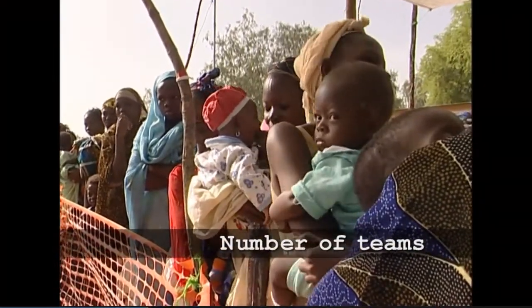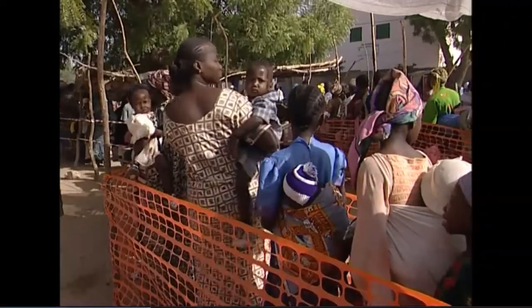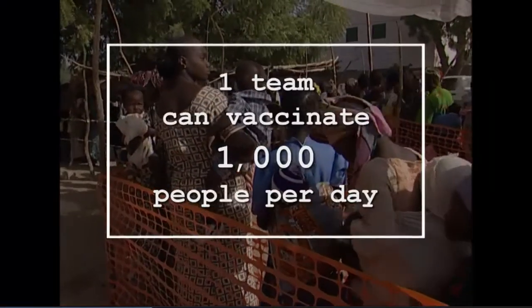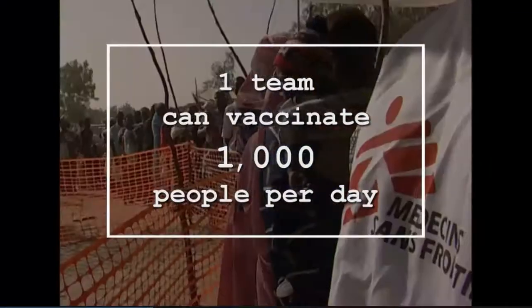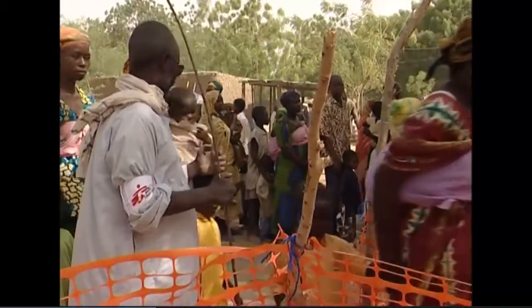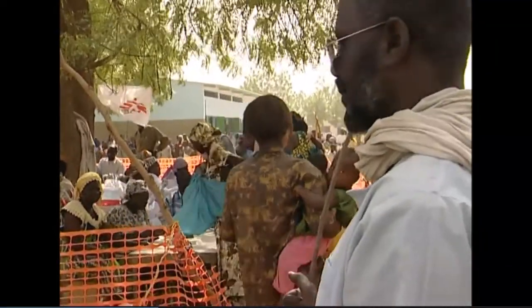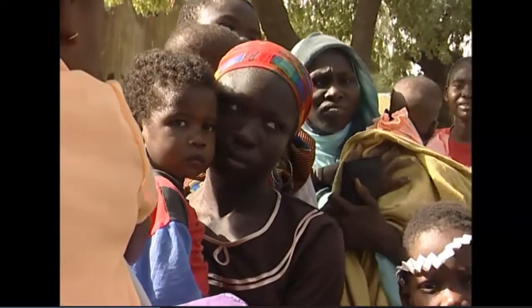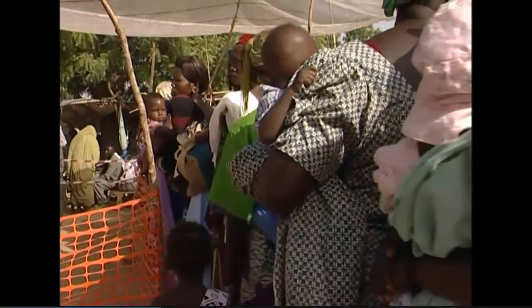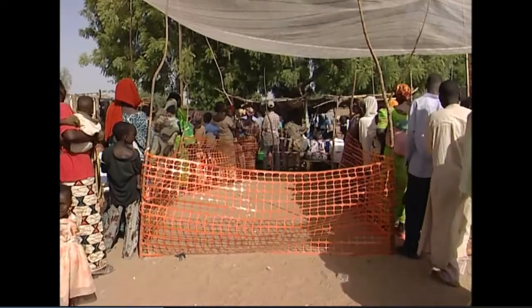The number of teams required depends essentially on the number of people to be vaccinated. 1 team can vaccinate 1,000 people per day in an urban zone. Remember, there should be no more than 2 teams per vaccination site, as too many staff will tend to reduce population flow through the site and will cause overcrowding.